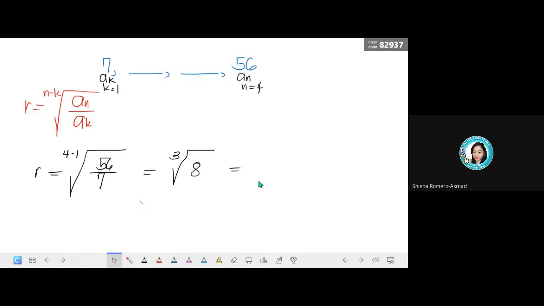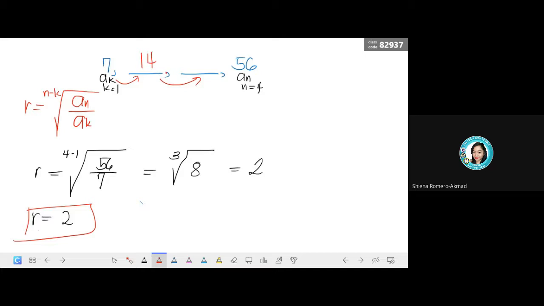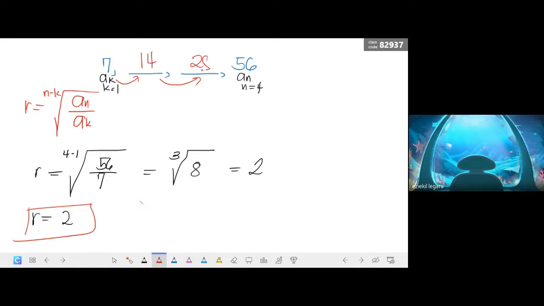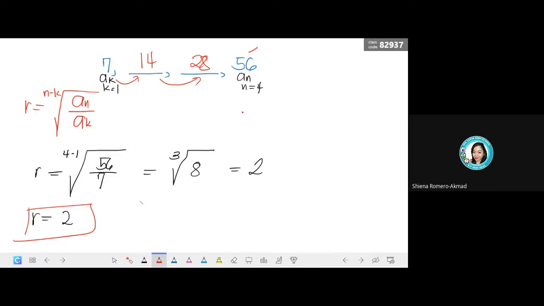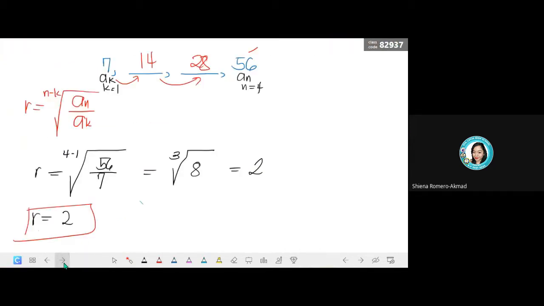Next time, maybe. So the cube root of 8 is 2, correct. So our R now is 2. All we have to do is multiply this to get the next terms in our sequence. So 7 times 2 is 14. Yes, 14. It's so easy now. Times 2, 28. And times 2, we have 56. So the answer here is actually letter A. We just use the formula to look for R and we'll be able to look for the next terms.